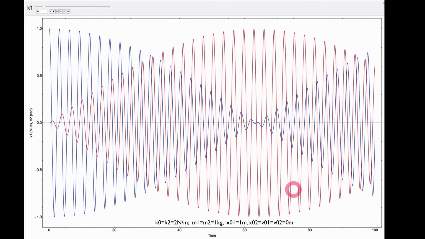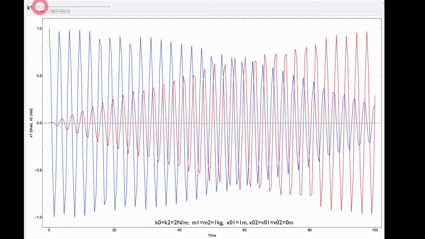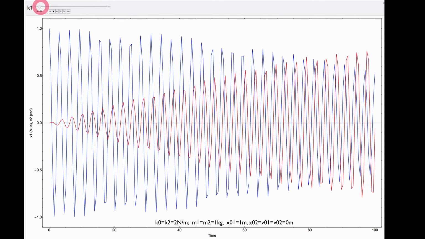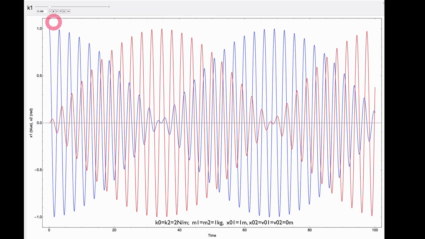Let's have a quick look now at the effect of the spring that connects the two masses. It is this spring that allows energy to move from one mass to the other. It's a spring that couples the two oscillators. So if we move this spring constant, K1, down to 0, the blue mass and the red mass are no longer coupled, so when we excite the blue mass, it oscillates without giving any energy to the red mass. If we increase K1, so we introduce some coupling, now we can transfer energy from the motion of the blue mass to the motion of the red mass.